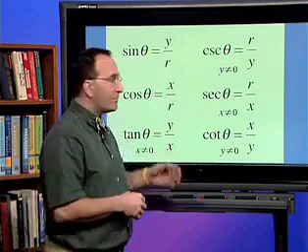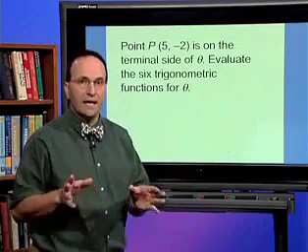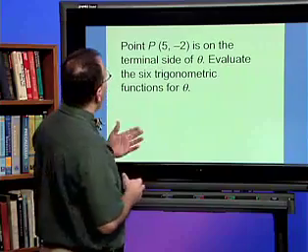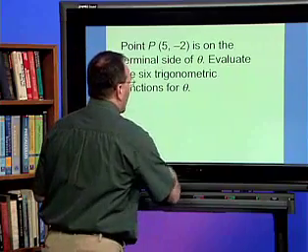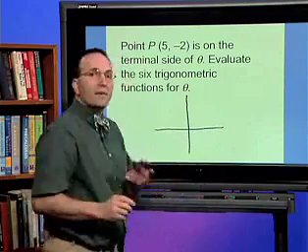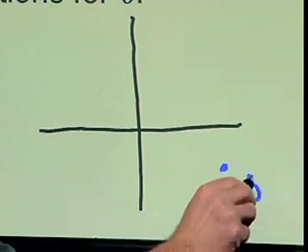Let's work an example where we use these definitions. Let's take the point P, which is 5 comma negative 2, and that's on the terminal side of the angle theta. We want to evaluate the 6 trigonometric functions for that value of theta. All right, so we know the point 5 comma negative 2 would be approximately right here.